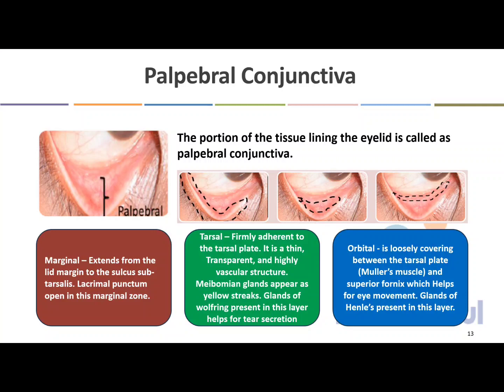The tarsal conjunctiva is present in both the upper and lower eyelid. Tarsal glands, the meibomian glands, are visible through the tarsal conjunctiva as a yellow line.